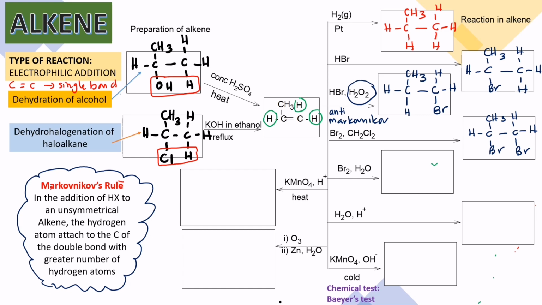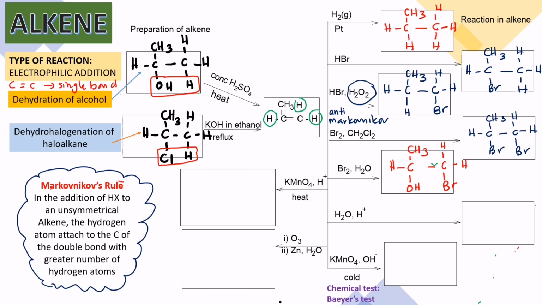Next, reaction of bromine in water. In this reaction, bromine and OH are added to the carbon-carbon double bond and halohydrin is formed. In this reaction, bromine will be added to the carbon with the greater number of hydrogen atoms. So, we get the product H, CH3, C, H, H. In this case, bromine will be added to the carbon with the greater number of hydrogen atoms and OH is added to the other carbon.